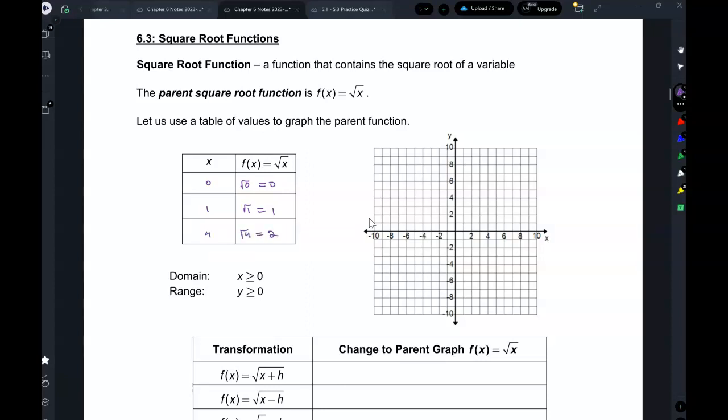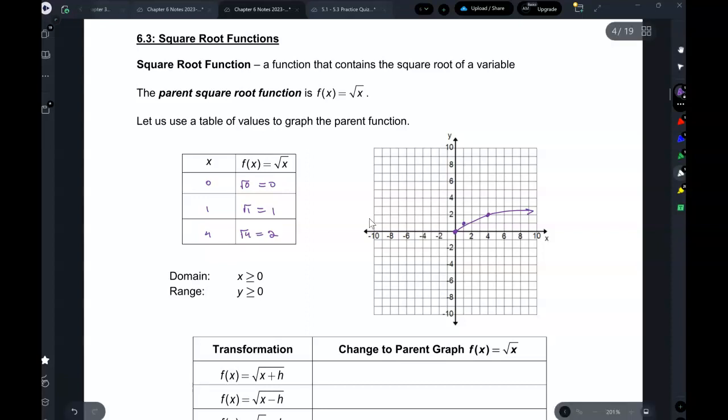So I go here, 0. At 1, it's 1. At 4, it's 2. And that's how that continues this way. There is a bit of a curve, okay? And you can gauge how to make that curve because at 9, this is just going to be reaching 3, right? So it's going to be going this way.